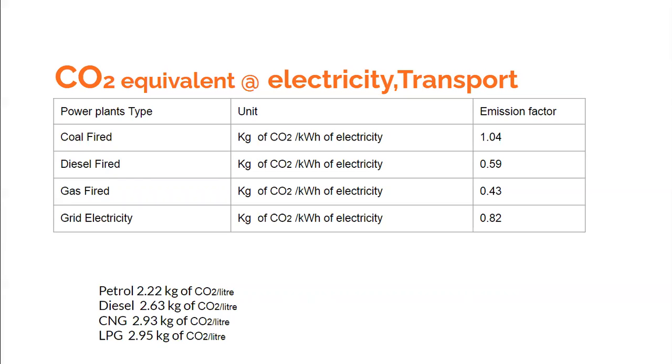And per liter, because in industry, you know that petrol would be consumed, diesel would be consumed, there could be CNG and LPG consumption. For that, the emission factors are given: petrol, for example, is 2.22 kgs. For LPG, it is 2.95. For CNG, it is 2.93. For diesel, it works out to around 2.6 kgs. So these numbers we can always calculate, but it's a good idea to remember them also.